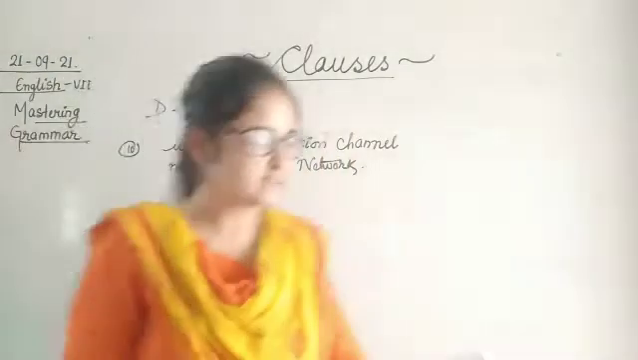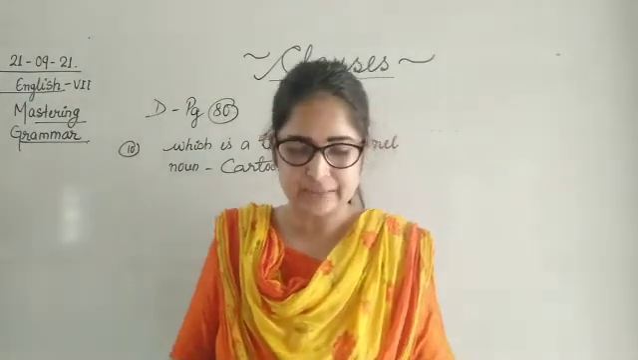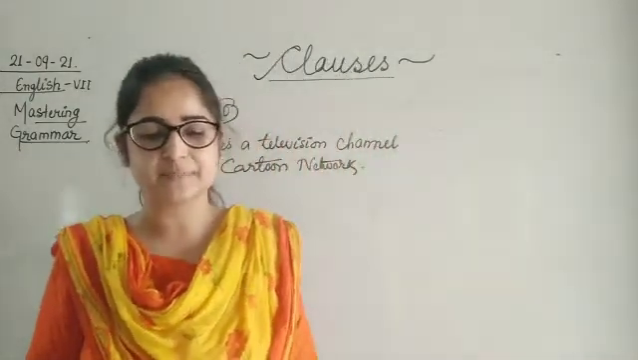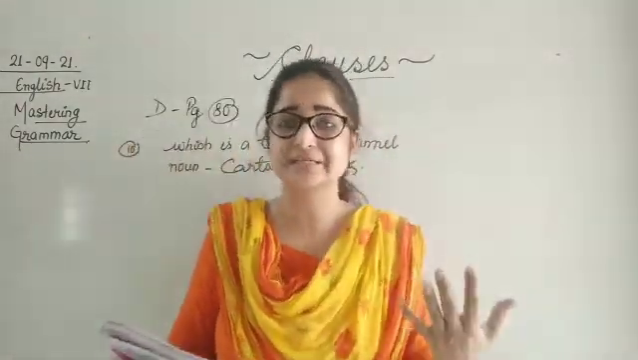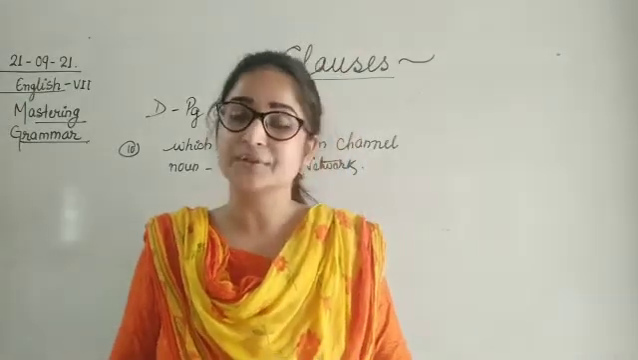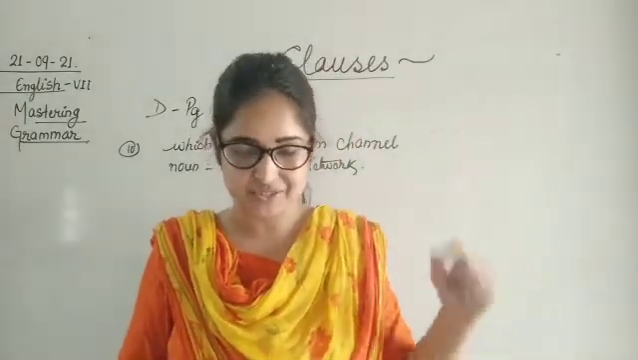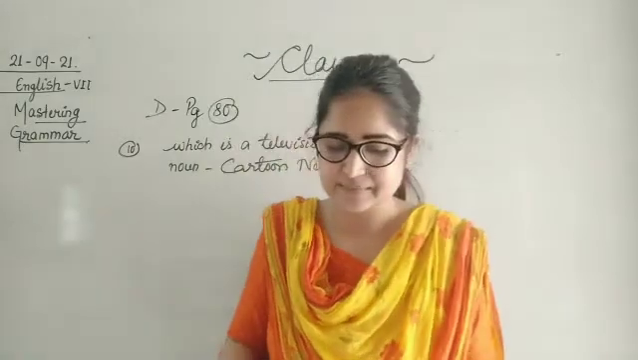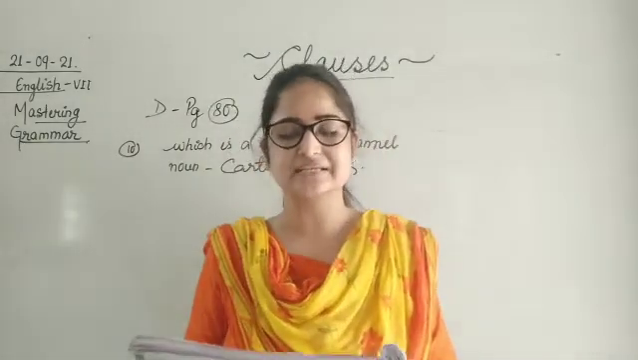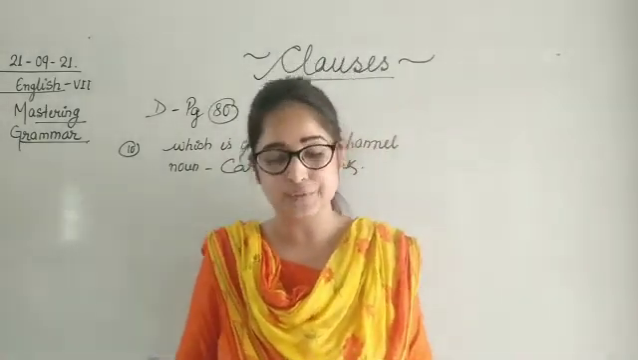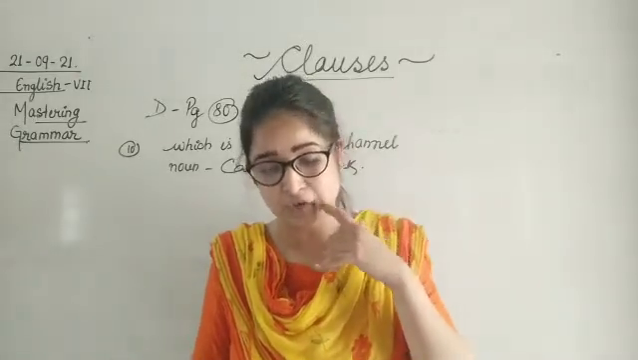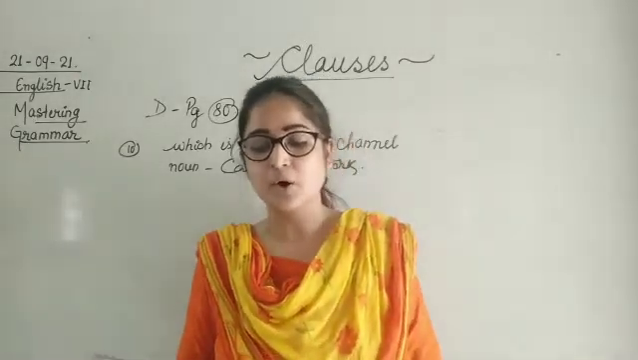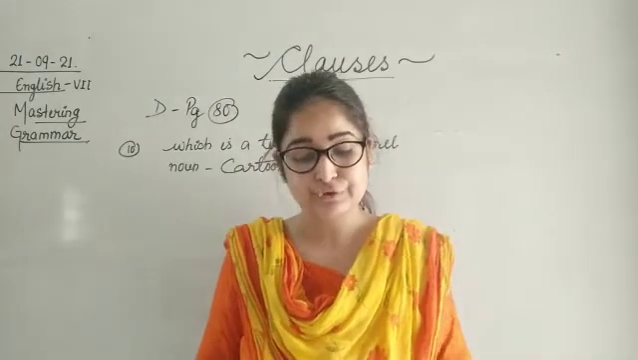Now let's move ahead. Read these sentences carefully. The book which is on the table is mine. Now children, you can definitely omit it. The book on the table is mine. You don't need to write which is. Both the sentences mean the same thing, but in sentence A, the group of words which is on the table is an adjective clause, but in B, on the table forms an adjective phrase.